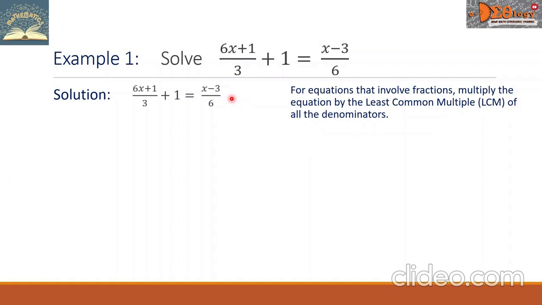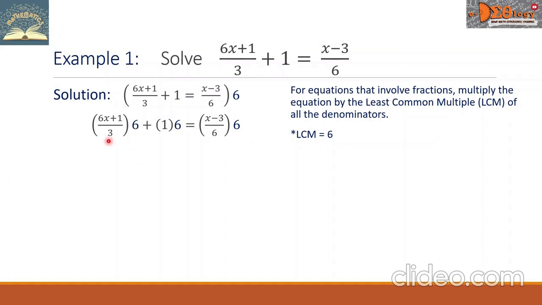In our equation here, the denominators are 3 and 6. And the LCM of these two numbers is the number 6. So we multiply this equation by 6. This value 6 we multiply to each of the terms of the equation. So it becomes (6x + 1)/3 times 6 plus 1 times 6 equals (x - 3)/6 times 6. Now let us simplify this equation.